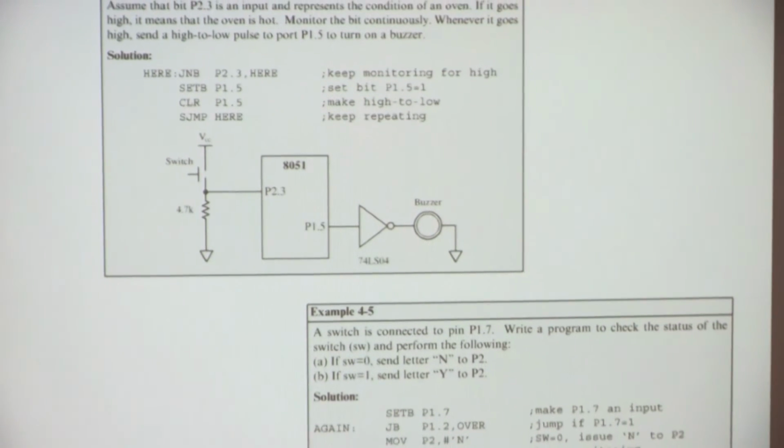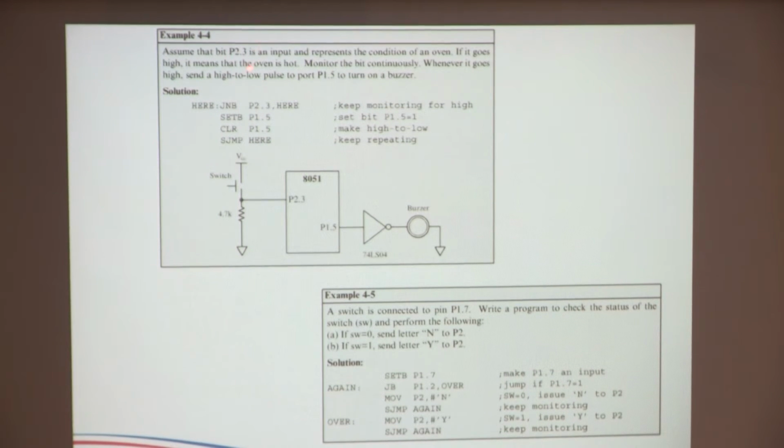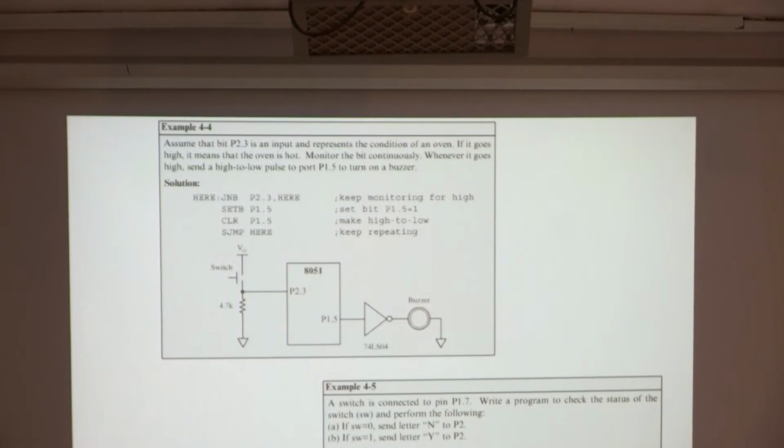There's also a little practical example: assume that bit 2.3 is an input and represents a condition of an oven. If it goes high, it means that the oven is hot. Monitor the bit continuously. Whenever it goes high, send a high to low pulse to port P1.5 to turn on a buzzer. Nice practical example, isn't it? So where we monitor the oven. So what we'll do, this is showing you the hardware connection.